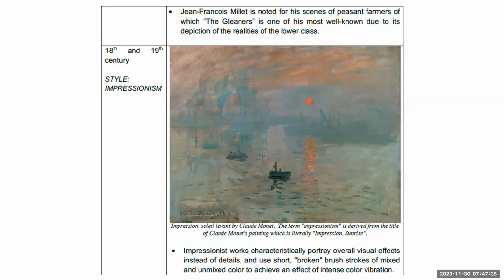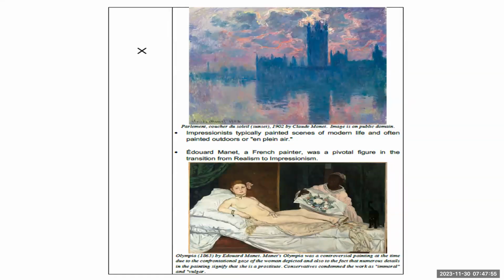Okay, now let's go to Impressionism. Impressionist works characteristically portray overall visual effects instead of details and use short, broken brush strokes of mixed and unmixed color to achieve an effect of intense color vibration. In Impressionism, scenes of modern life were typically painted, often outdoors or en plein air. Edouard Manet, a French painter, was a pivotal figure in the transition from realism to impressionism. Basically, when we talk about impressionism, it is more of what you perceive rather than what actually is.